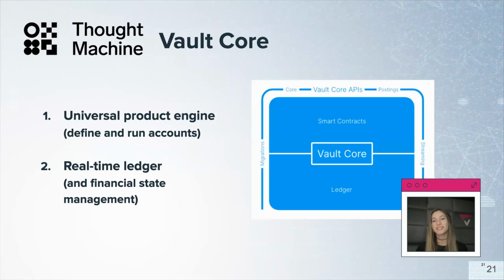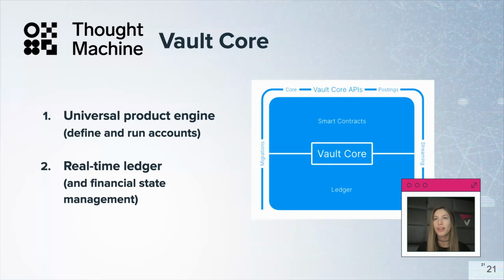So what is the Vault Core core banking system? It is a core banking system by Thought Machine that mainly serves two functions. It is a universal product engine, meaning that it allows me to define and run the account, the financial products. And the second function is being a real-time ledger. So it manages the financial state of the accounts. It is the single source of truth for the financial state of the bank, and it is the ledger that works in real time.